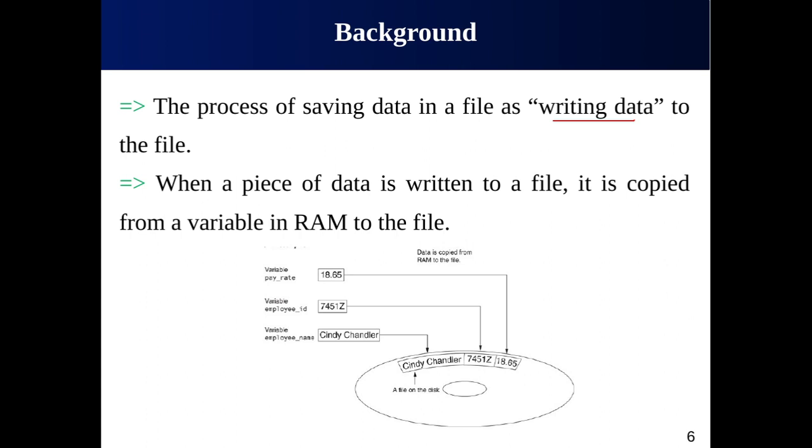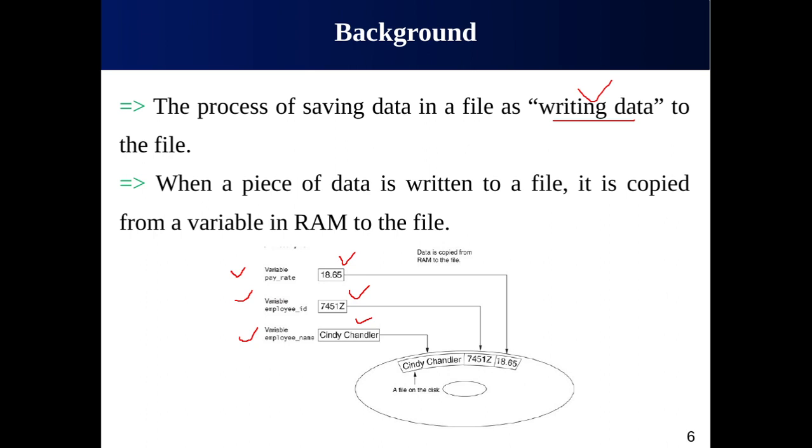You can see that we have a hard disk here, and we are going to write the data onto this hard disk, or to the file which is stored on a hard disk. You can see we have variables like pay rate, employee ID, and employee name, and these variables hold some data, but the data is in RAM. So if you want these values to be copied from the RAM to the hard disk, then this process is known as writing data. And this is how we actually write data or store data in a file or to the hard disk.